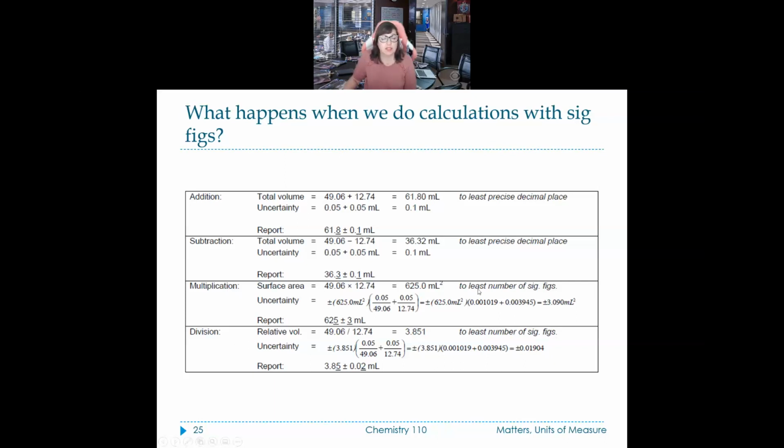When we talk about multiplication and division, that's completely different. There, we need to know the least number of sig figs. So when we do multiplication and division, we're limited by how many sig figs are in our least accurate number. So if we're talking about 12.74, that's 4 sig figs, so my answer needs to have 4 sig figs.